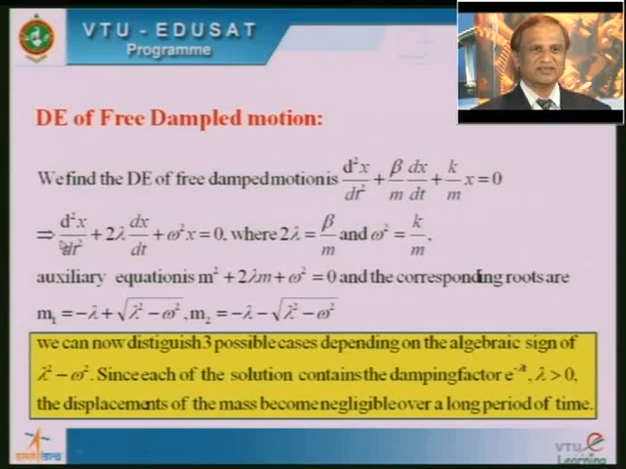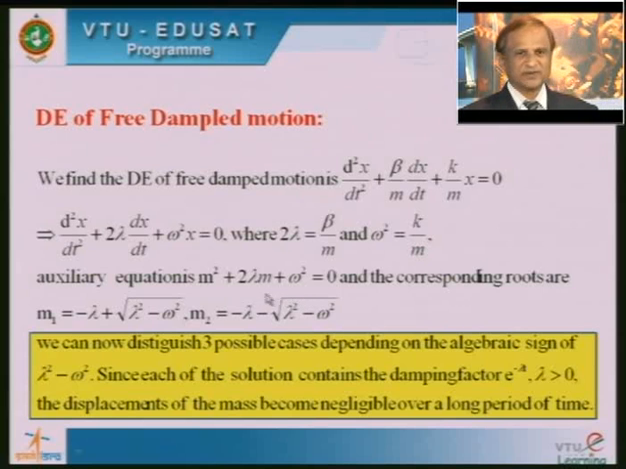I hope you will get D squared x plus 2 lambda D x plus omega squared x equal to 0. Is it clear? If I replace capital D by m, I will get an auxiliary equation, m squared plus 2 lambda m plus omega squared equal to 0. And the corresponding roots are found with the usual method, as I have already explained for a quadratic equation.